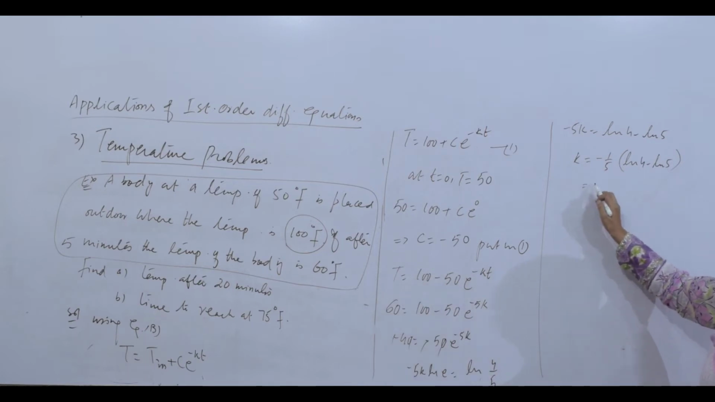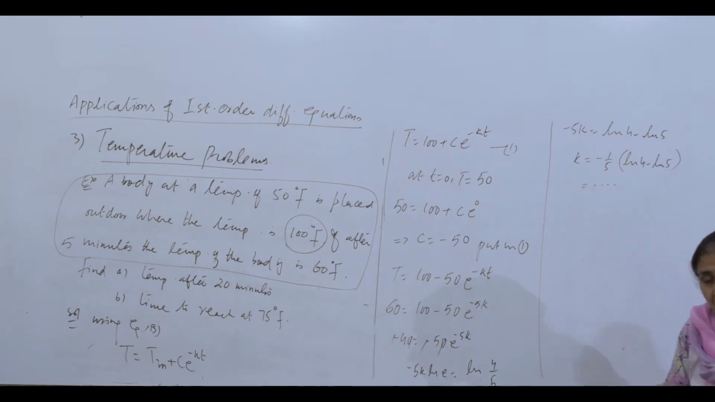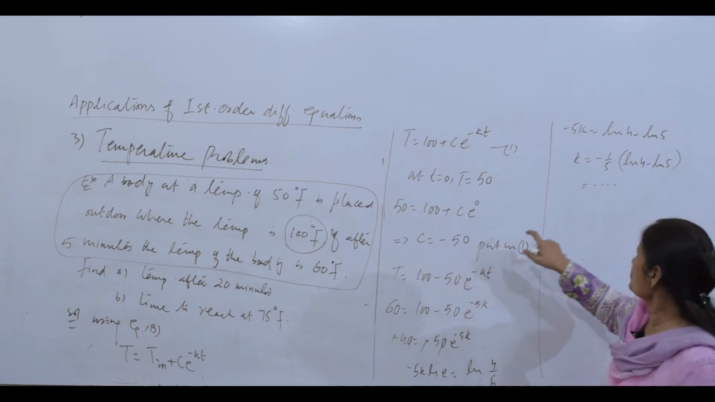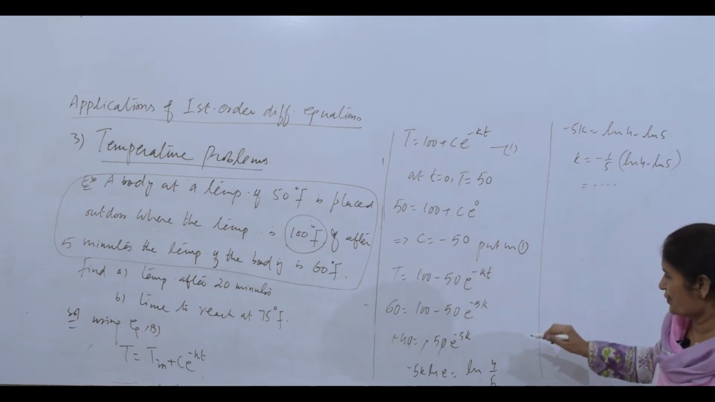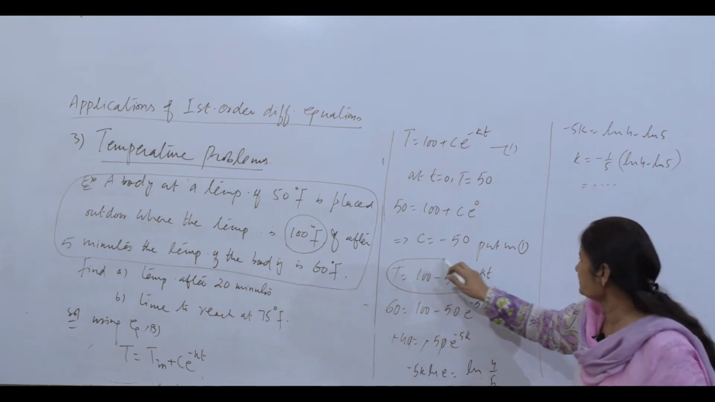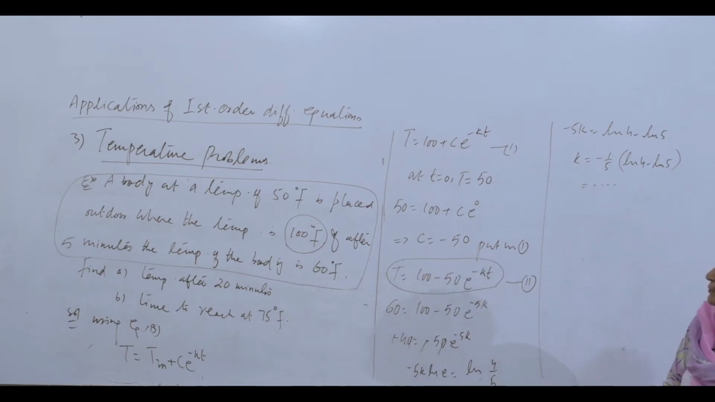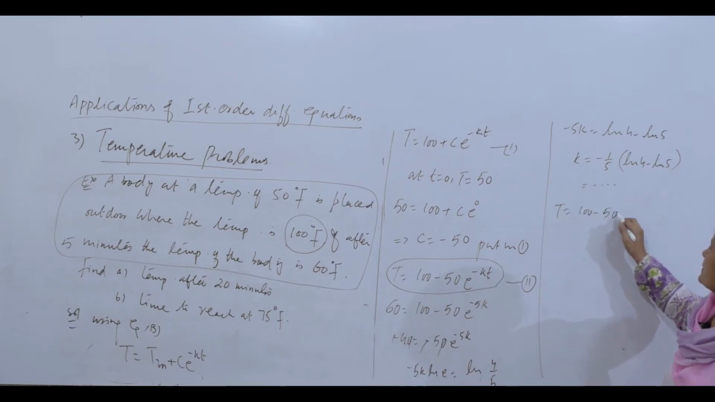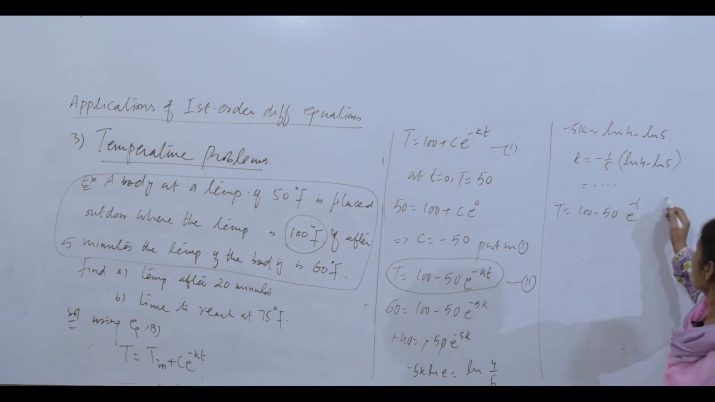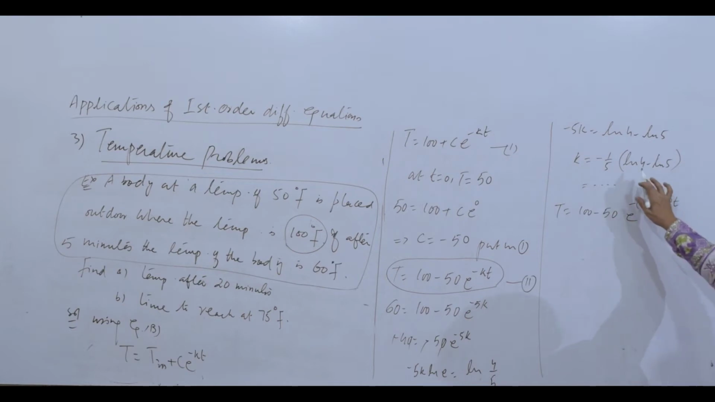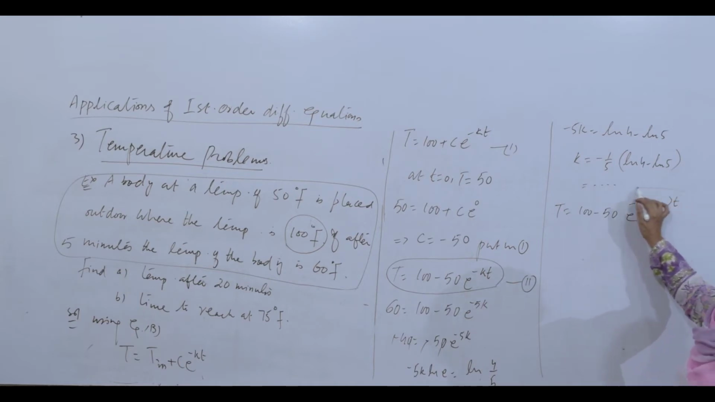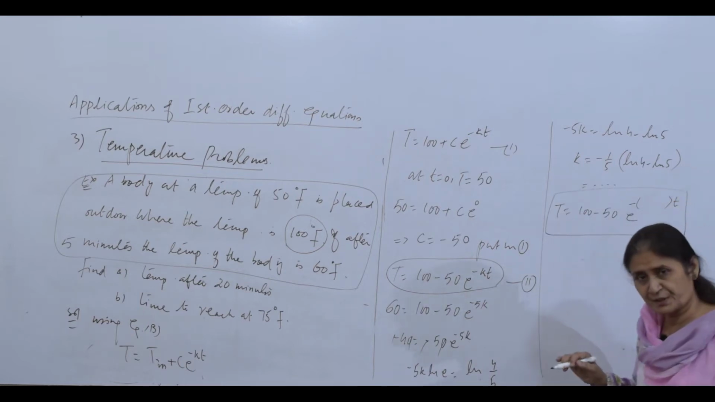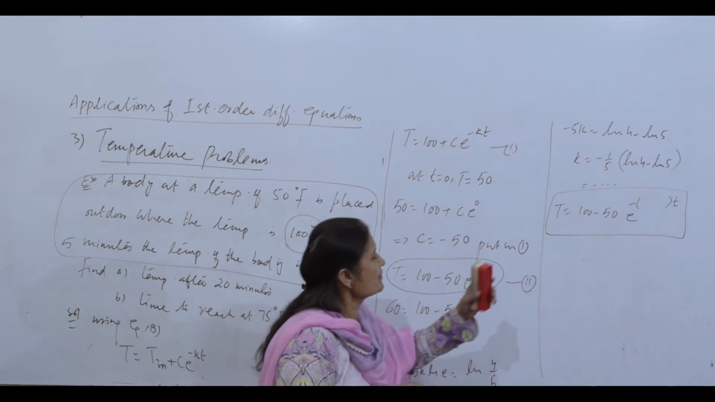So you can solve using a calculator. You have determined C, which is minus 50, and you determine K. So this equation will take the form of equation 2: T is equal to 100 minus 50 e to the minus K t, where K is positive, I think, because the negatives cancel. So this is the expression which is time dependent. You determine K, you determine C.